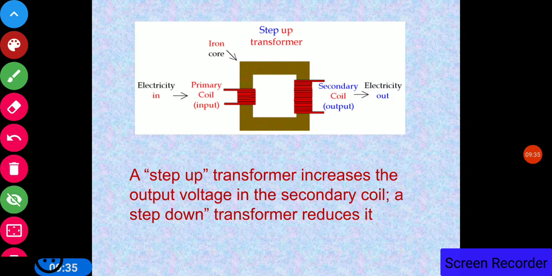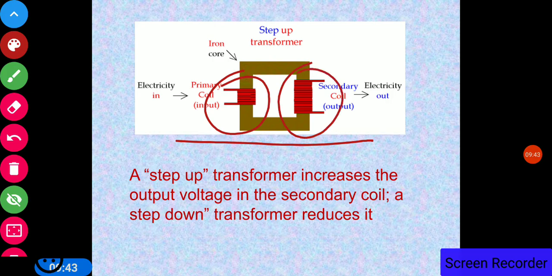Now this is a step up transformer. Just look at the primary coil. In the primary coil the number of windings is less, and in the secondary coil the number of windings is more. So just at a glance, we can immediately tell that it is a step up transformer, because the number of turns in the secondary coil is higher.